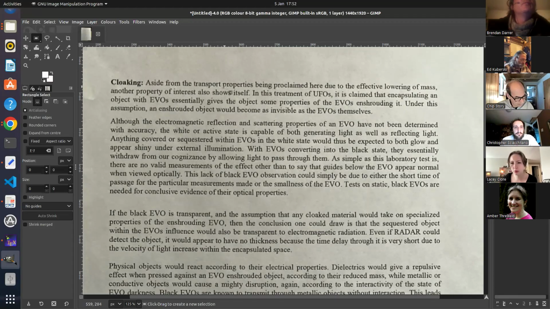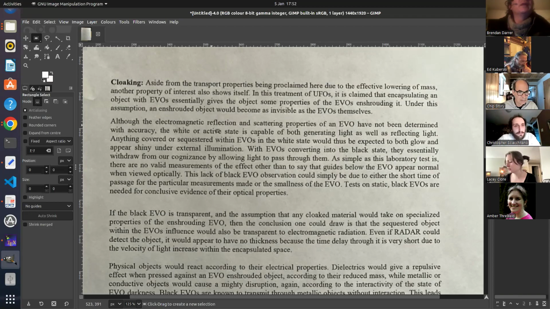Aside from the transport properties being proclaimed here due to the effective lowering of mass, another property of interest also shows itself. In this treatment of UFOs, it is claimed that encapsulating an object with EVOs essentially gives the object some properties of the EVOs shrouding it. Under this assumption, an enshrouded object would become as invisible as the EVOs themselves.